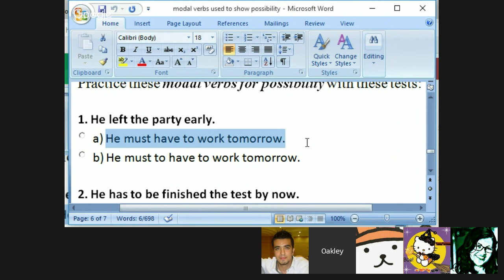Well, this brings up an interesting point about using modals. You can never use two modals of possibility together. I may come to the party. I might come to the party. That just does not make any sense at all.